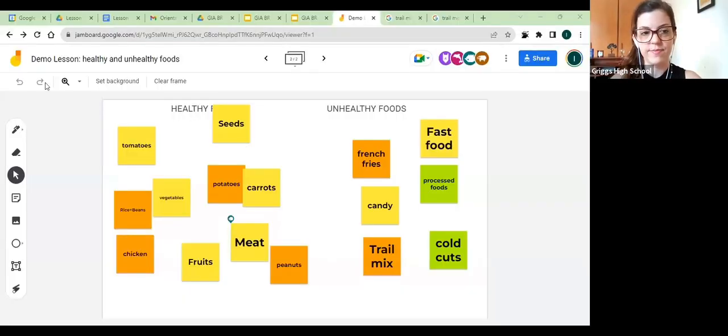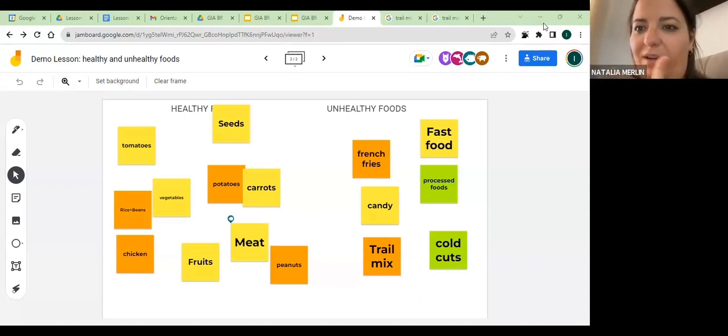So I'm gonna share my screen again and we can take a look at the board. So we have tomatoes, seeds, carrot, potatoes, vegetables, rice and beans, chickens, fruits, meats, peanuts, undecided, unhealthy, fast food, French fries, candy, processed foods, trail mix, cold cuts. Does everybody agree with this classification, or is anything that someone wrote that you would like to change? I think it depends on how it's prepared, right? For example, it's chicken, not fried chicken.